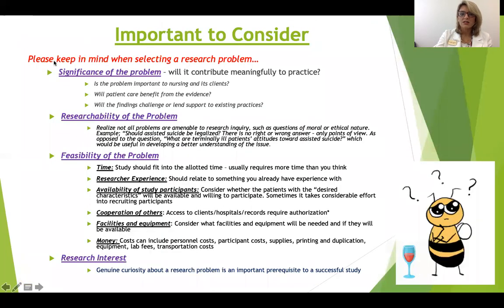Okay, so this is what I want you to keep in mind when you're selecting a research problem. Number 1, you guys have been emailing us different topics. Great. We don't want topics. We want to narrow it down to a PICO question, right? So here's what you need to consider when you're formulating your PICO question, because keep in mind, this is a study you're actually going to have to put into place.